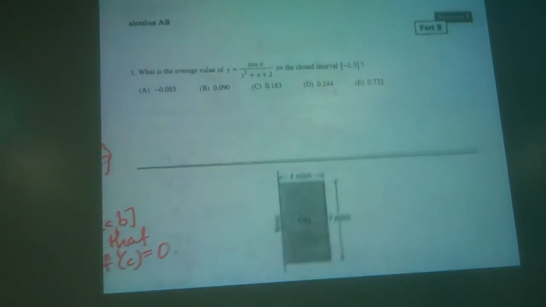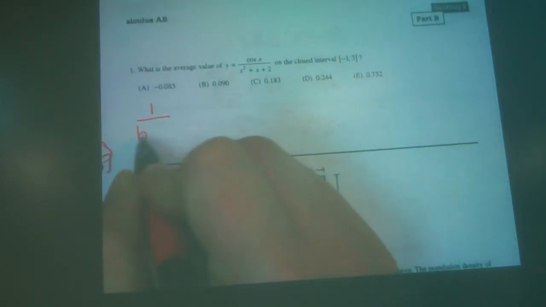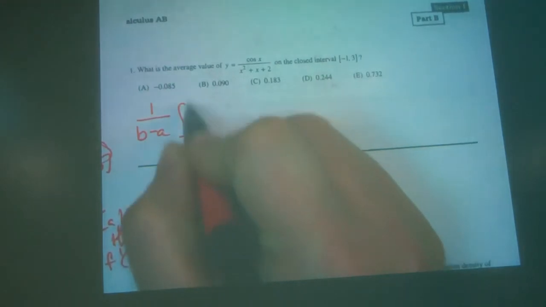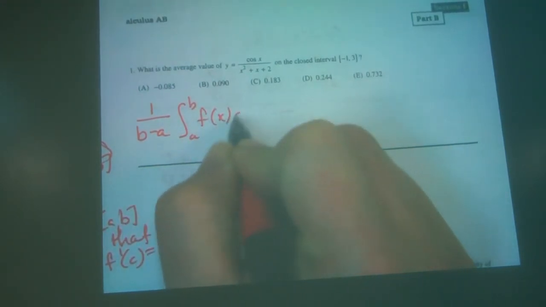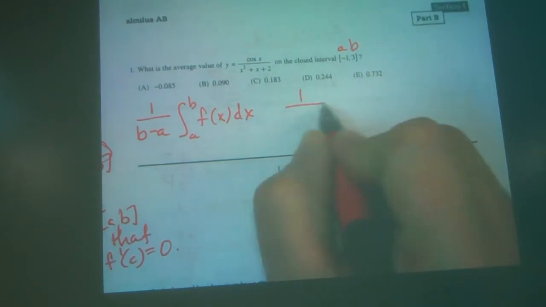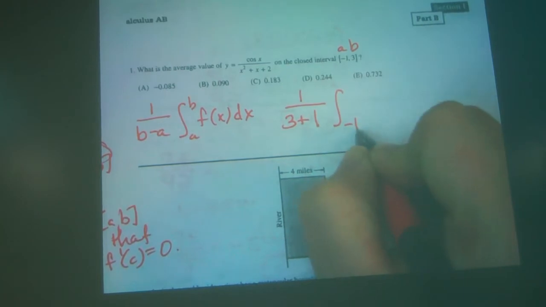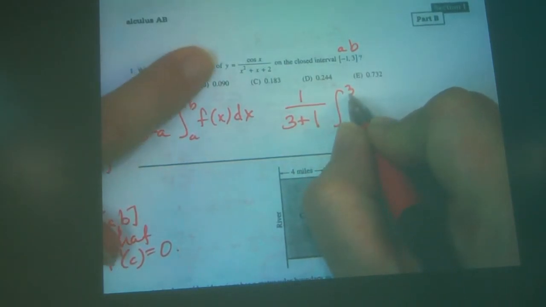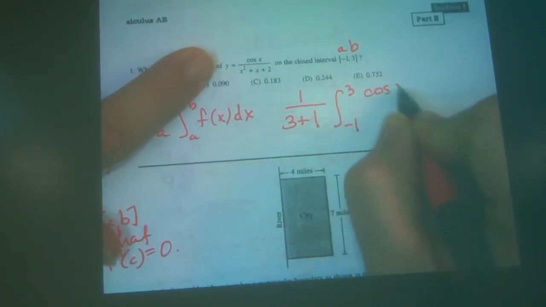All right, 91, you just have to know the formula. The average value formula is this. And the a and the b come from your intervals. So we would do 1 over 3 minus negative 1 times the integral from negative 1 to 3 of this function.